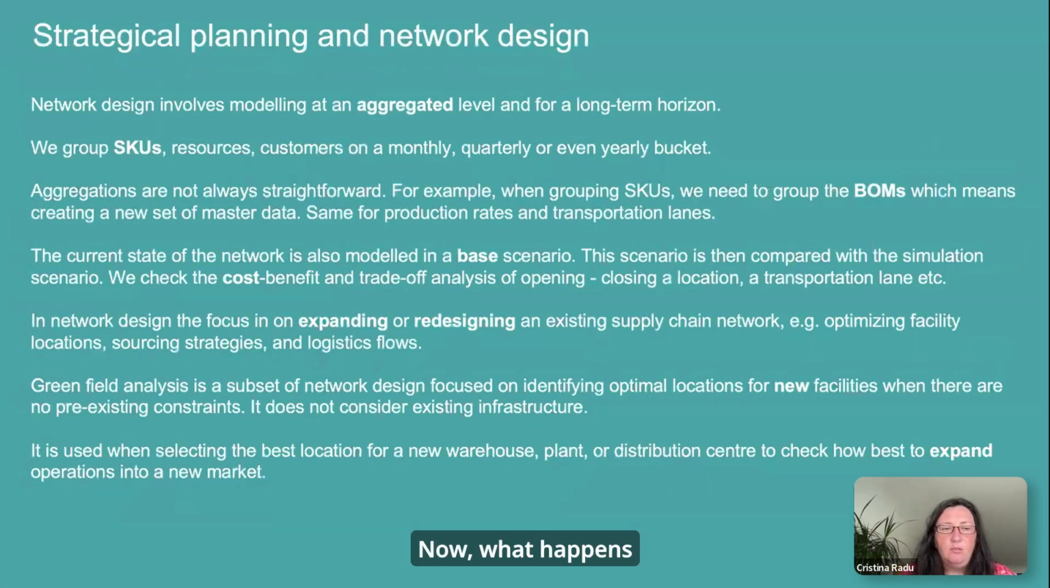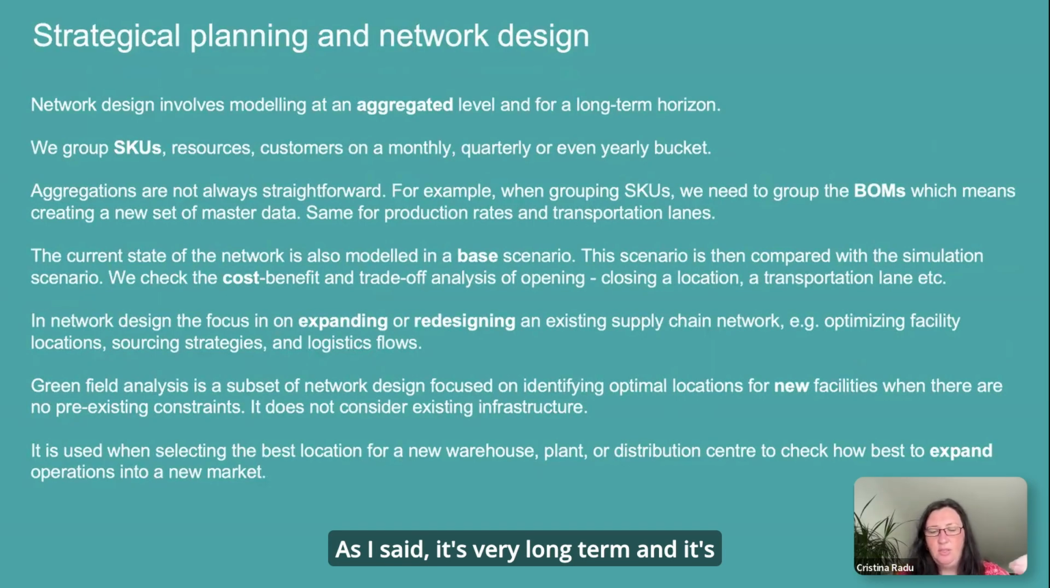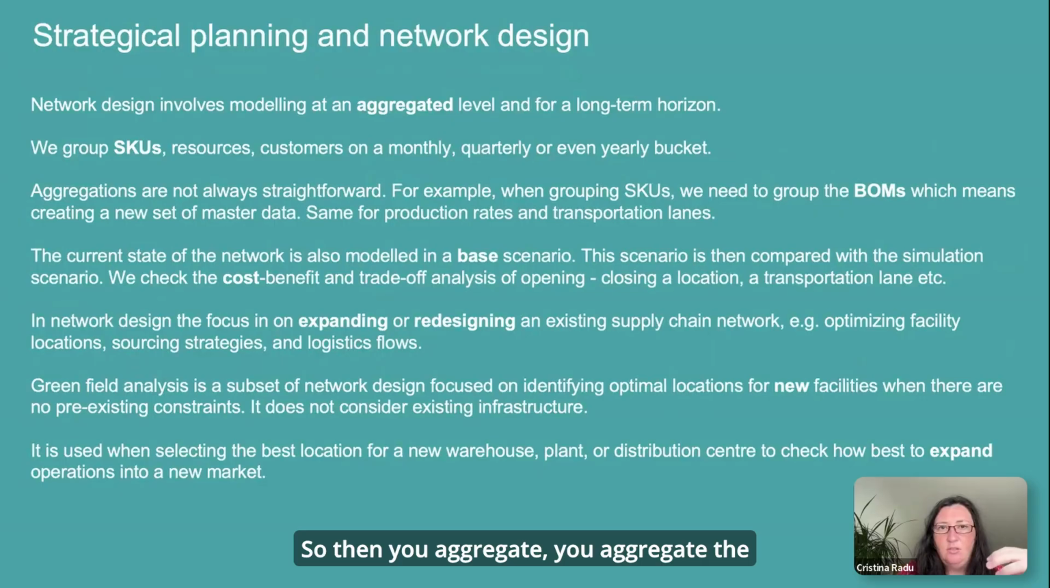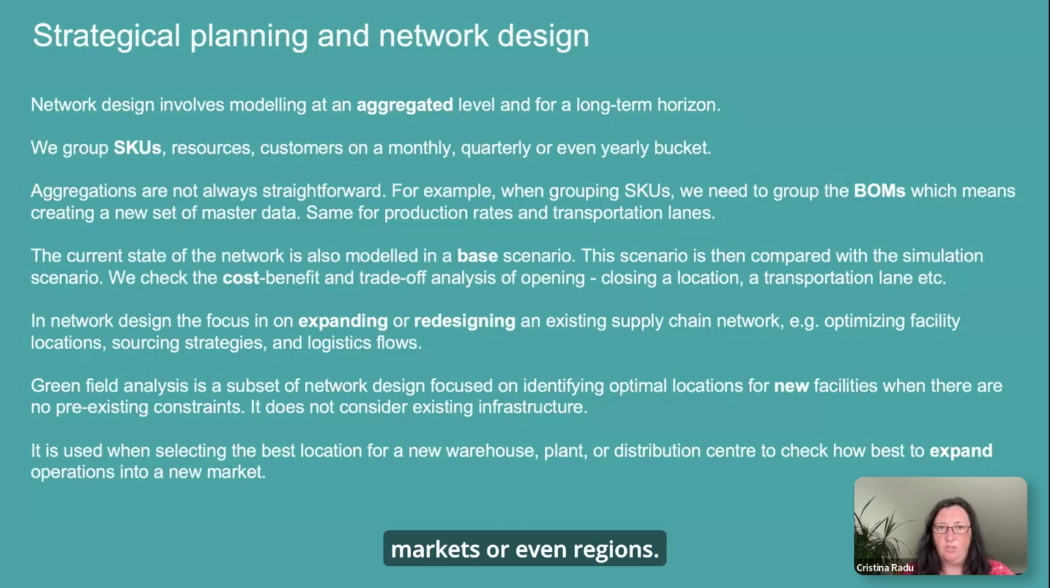Now, what happens with the network design? As I said, it's very long term and it's a strategic decision, so you don't need to have all the data and all the level of detail. So then you aggregate. You aggregate the SKUs into product families, and other similar things. Also resources have resource groups, and customers are aggregated into either zones or markets or even regions. And then the bucket is also not like days and minutes, it can be quarterly or even yearly buckets.